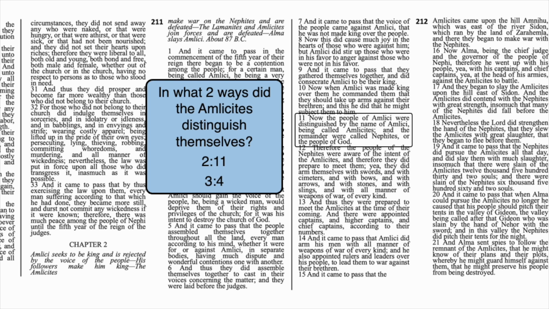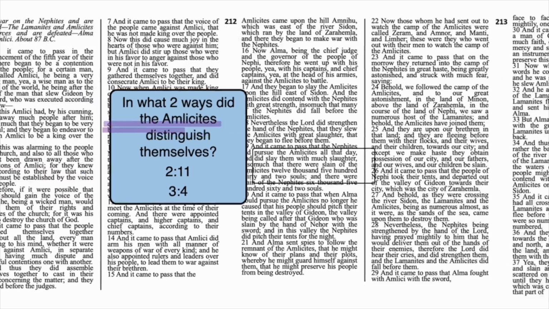So first, they distinguished themselves by taking on a new or a different name. They didn't want to be called Nephites. They didn't want to be called the people of God. They didn't want to reflect the name of Nephi. They take on Amlici's name. That's who they want to be associated with and who they wish to support and serve. And then they do something else to distinguish themselves.